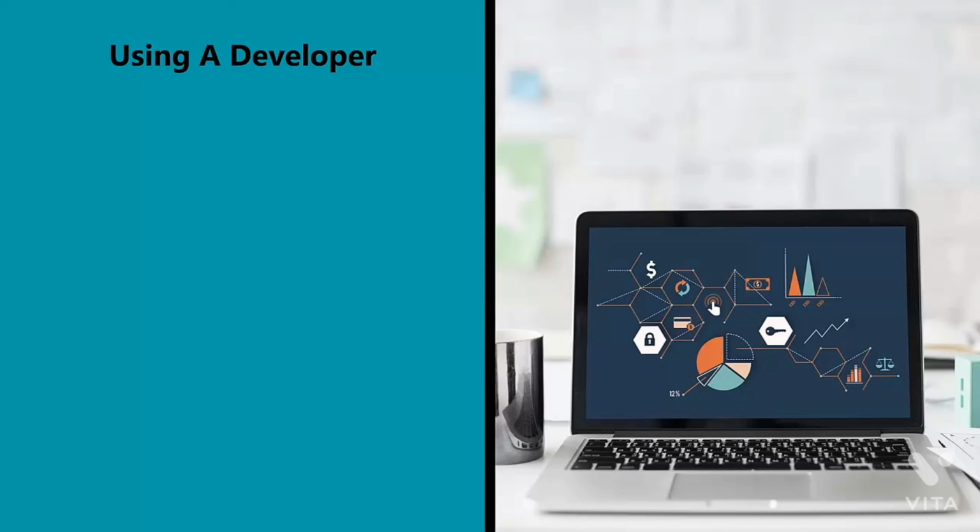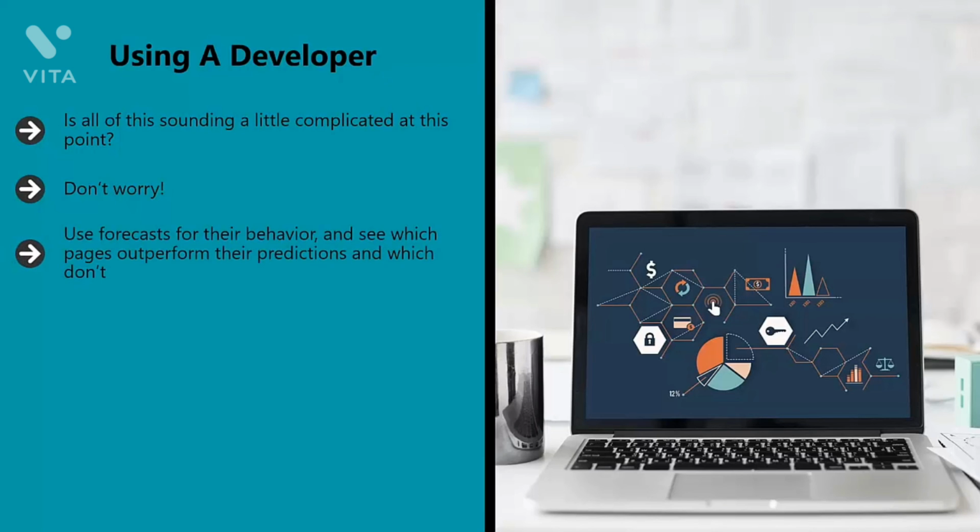Using a developer. Is all of this sounding a little complicated at this point? Don't worry. For the vast majority of business owners, the best option will be simply to use the matched pages test. Take two groups of pages, make a few changes to one, and then monitor their performance over time. Use forecasts for their behavior, and see which pages outperform their predictions and which don't.